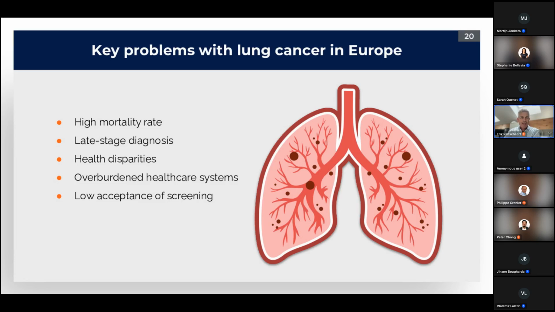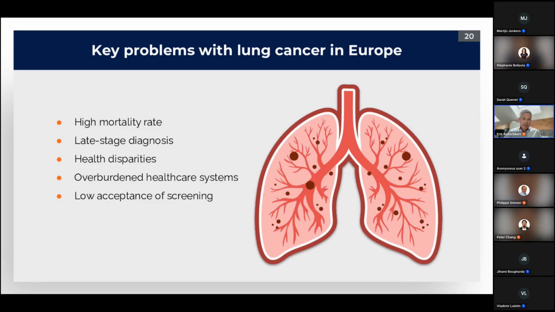Next slide. The key problem with lung cancer in Europe is still that it is characterized by a high mortality rate, which means that it's still the leading cause of cancer death in Europe. This is about 18% of all cancer deaths. Another problem is late stage diagnosis, which means that 70% of these lung cancers are detected at an advanced stage, which also reduces the treatment options and the survival rates. So only 15% of patients with lung cancer are still alive after 5 years.